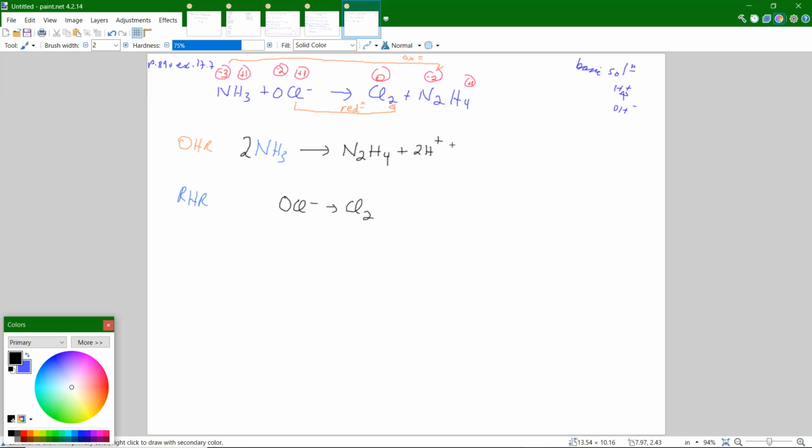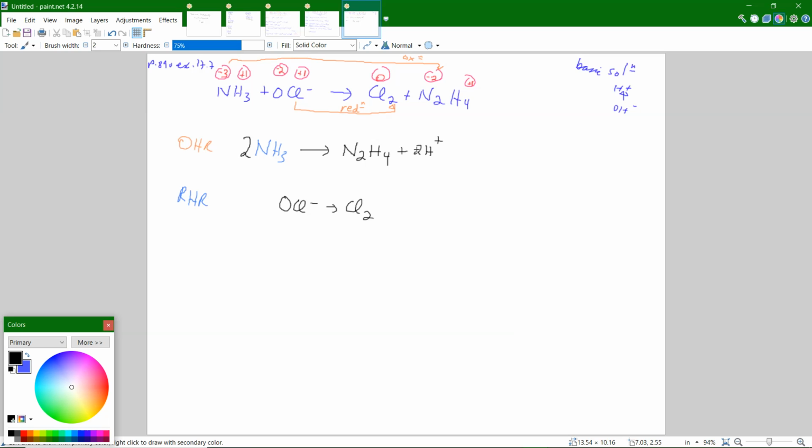But now I have a charge of 2 plus on the right. And I have to look and say, have I done something wrong here? I was too busy telling jokes. NH3 and N2H4. Nitrogen is -2.